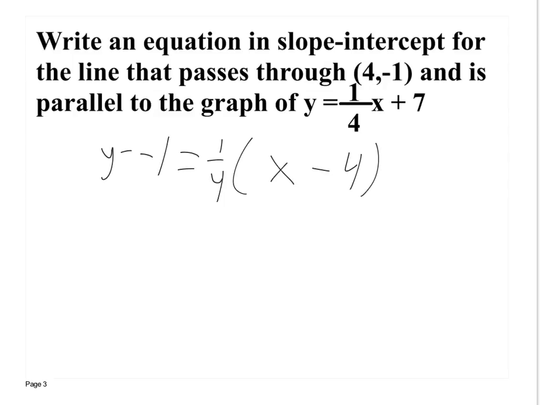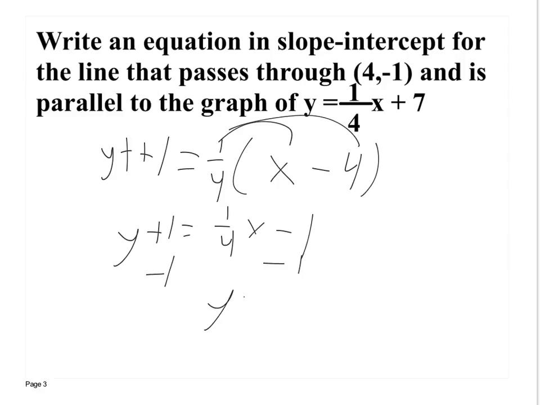Now solve for y. So I distribute the 1/4 out. y plus 1 is equal to 1/4 x minus 1. Because what's 1/4 of 4? 1, right? 1/4 of a number is the same thing as dividing by 4. So 4 divided by 4 is 1. Subtract 1 from both sides. y is equal to 1/4 x minus 2.